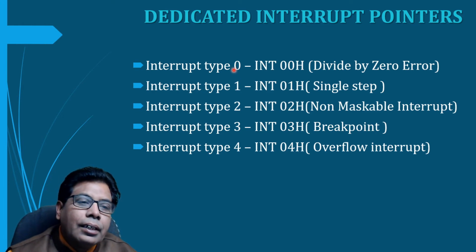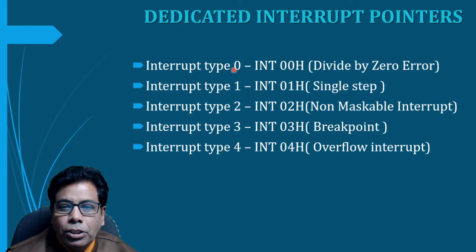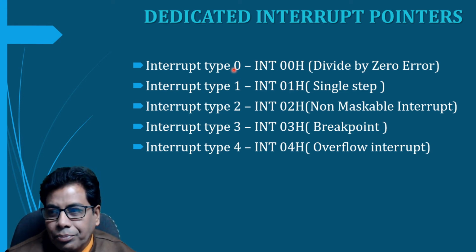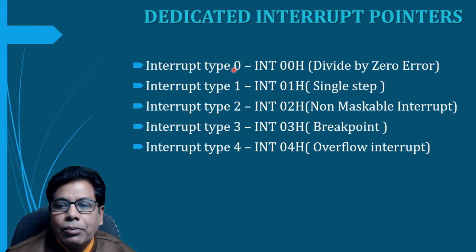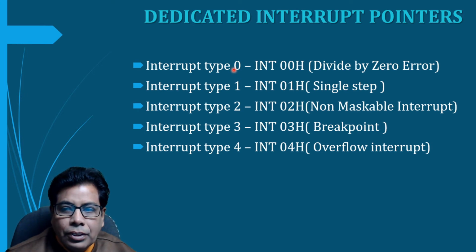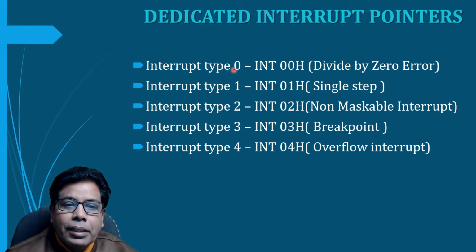Then type 1, that is for the single step operation. So if the trap flag, TF flag, in 8086 is set, the CPU automatically generates a type 1 interrupt following every instruction. This is called single step execution and is a powerful debugging tool. So it will be used for single step execution.